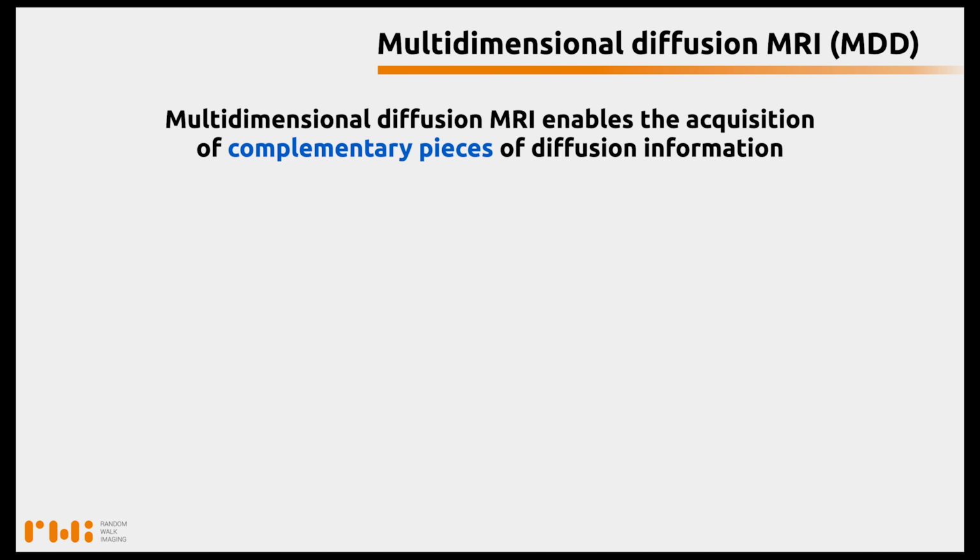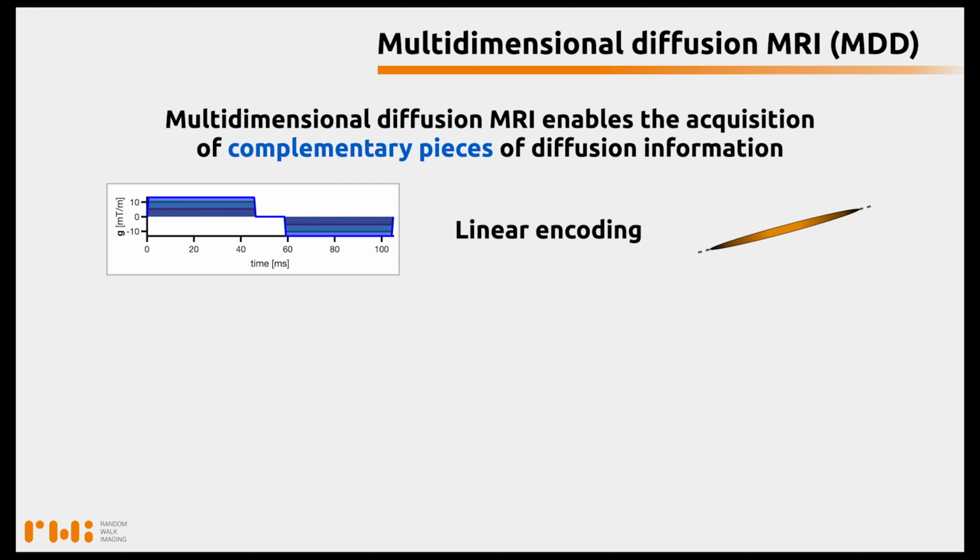The point of multidimensional diffusion MRI is not to replace the previous conventional diffusion encoding, but just to complement it with other types of encoding. This enables to acquire complementary pieces of diffusion information that yield a more refined picture of the voxel content. For example, you can still consider this pulsed gradient spin echo sequence, which we name now linear encoding, for the reason that this sequence will sensitize the signal to the diffusion happening along its acquisition direction, hence linear encoding.